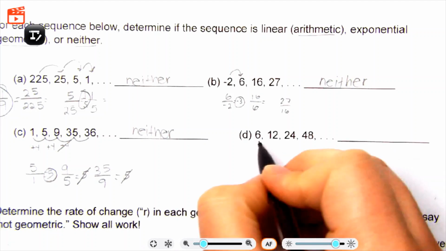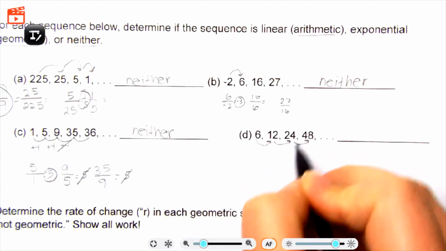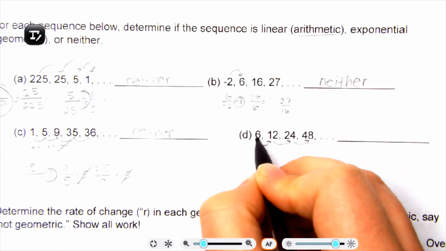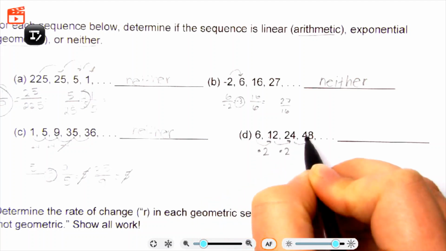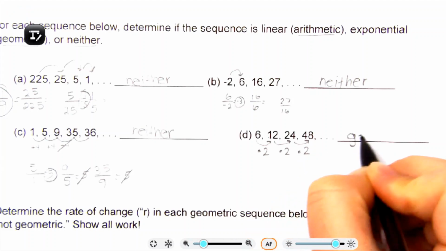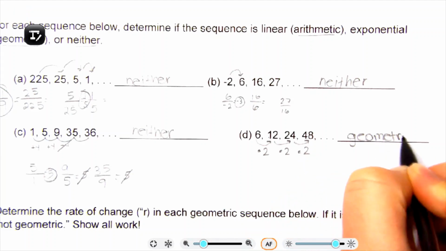Okay, let's see. This one here, see if we can add. I'm thinking multiply because I'm thinking 6 times 2 is 12. 12 times 2 is 24. 24 times 2 is 48. So this is in fact geometric.